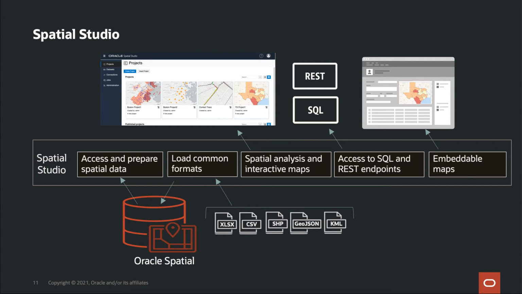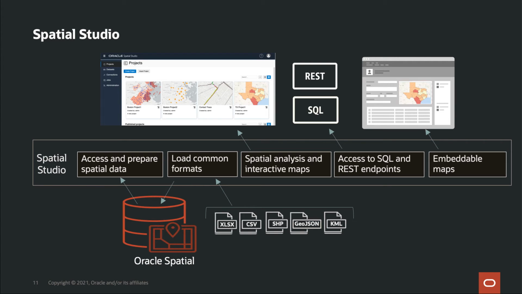If you already have data that has geometries, you can access it directly and start working with it. If you have tables in the database that just have coordinates or addresses, you can access that data and prepare it by geocoding it and creating geometries from that data. The next thing you can do is load data from common formats into the database. So if this is something like a spreadsheet or a CSV file, you will load that data. Then you could go on and do the preparation, the geocoding, and so forth using Spatial Studio.